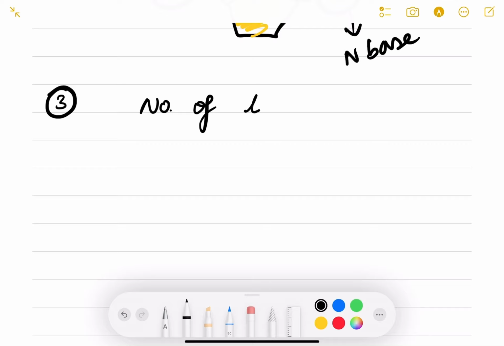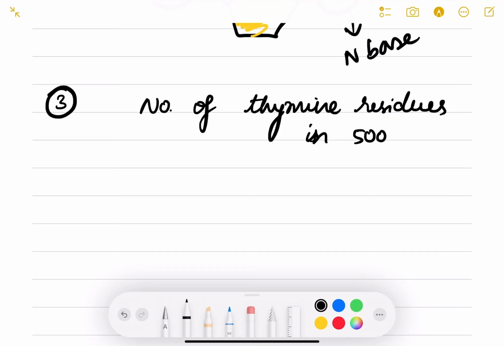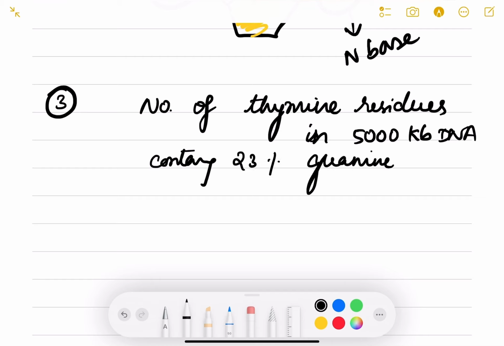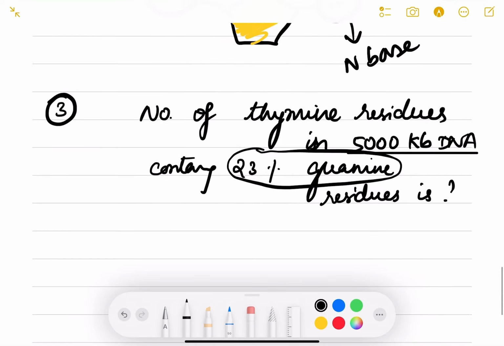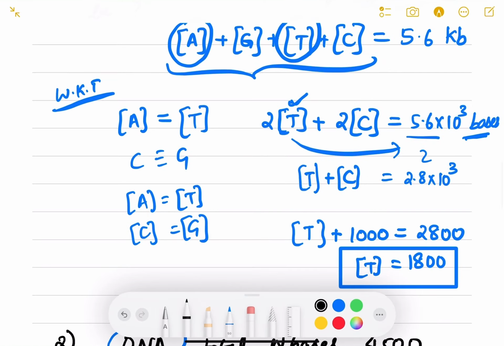The third one is: the number of thymine residues in 5000 kilobases of DNA containing 23% guanine residues is how much? So, the number of thymine residues in 5000 kilobases of DNA containing 23% guanine is how much? This is very similar to the first question which we had solved.